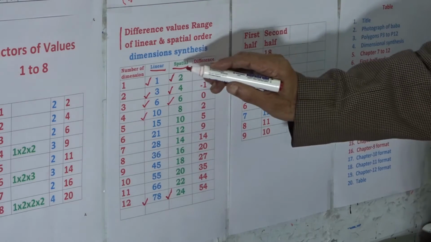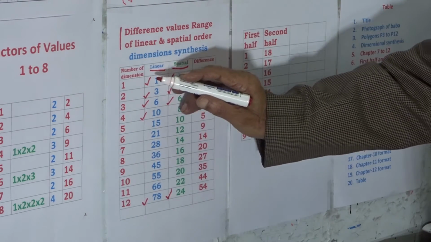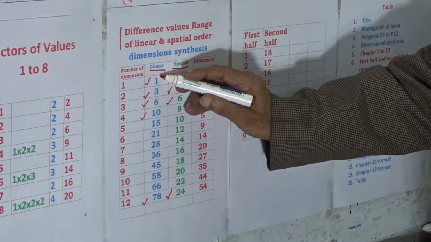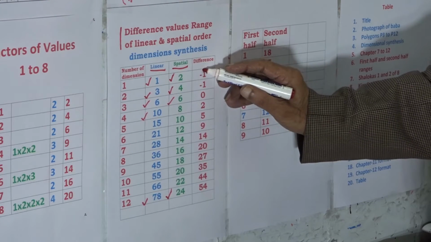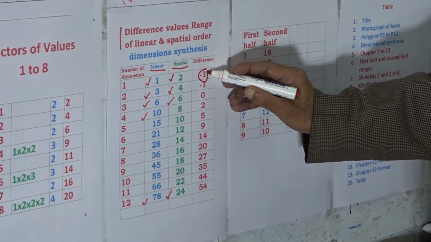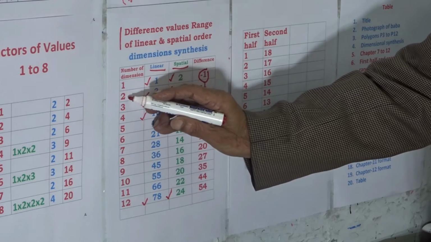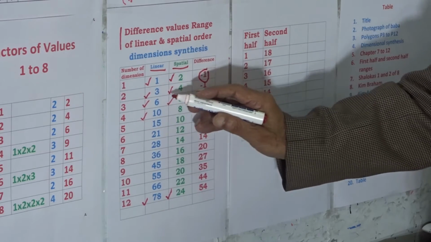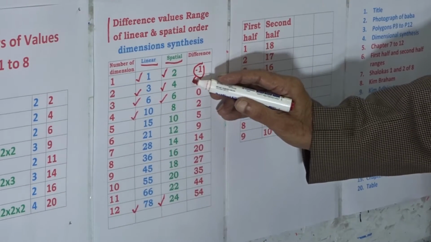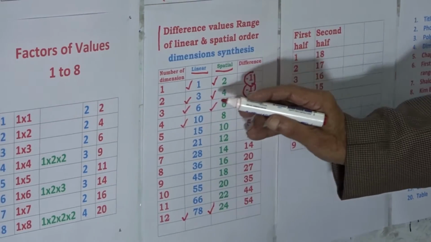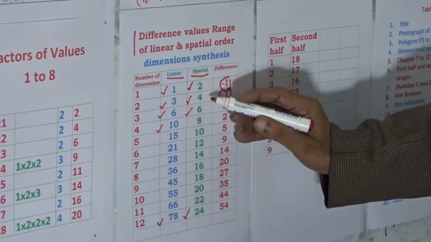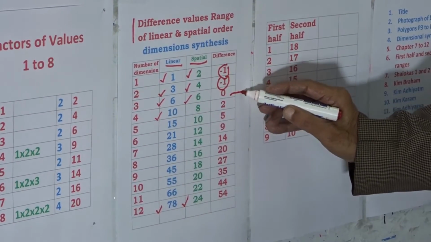Let us see the difference value. The value for a single dimension of linear and spatial order leads to difference value -1. The pair of linear and spatial dimensions difference value as well is -1. The triple linear and spatial dimensions lead to value 0.